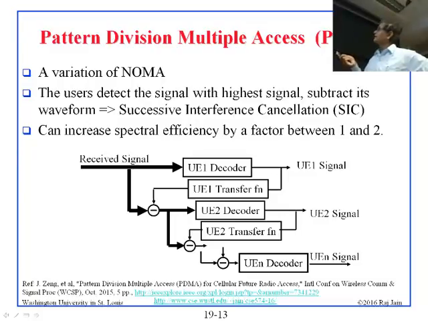I think in NOMA we didn't probably have the transfer function, but I have to verify that. But basically what happens is you decode the signal, and then you know the channel transfer function of UE1 and then you multiply it again and subtract it out. So this is the signal that is received from the air. This is the signal that you get, bit pattern or whatever, and then you think that if I will transmit this, how much signal I will get, and subtract that out. This is even more complicated than NOMA.